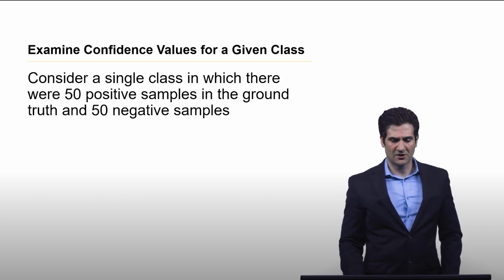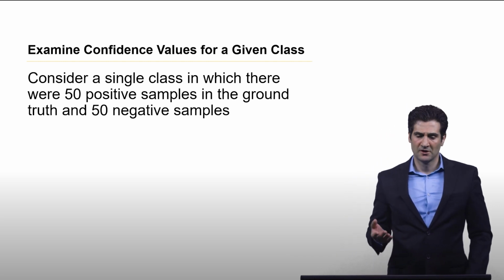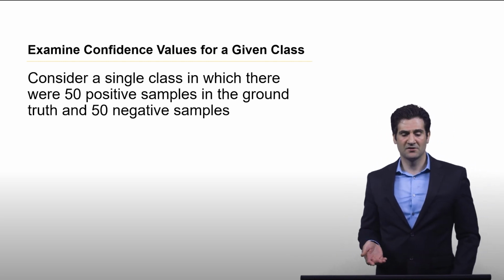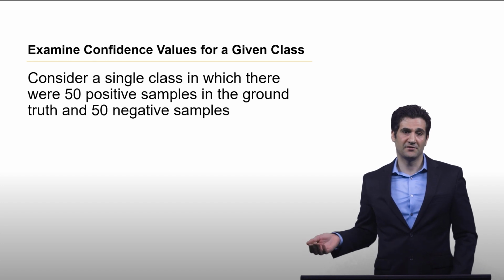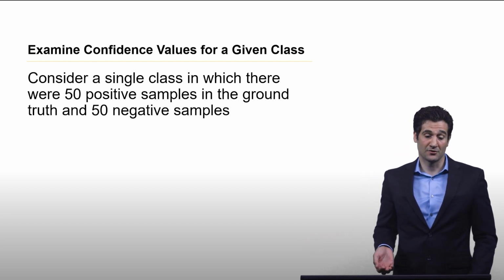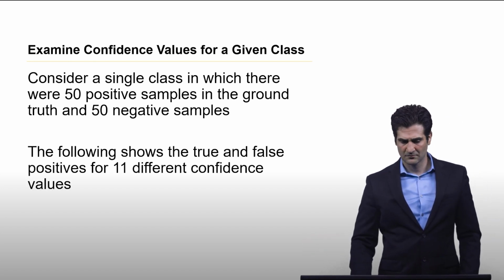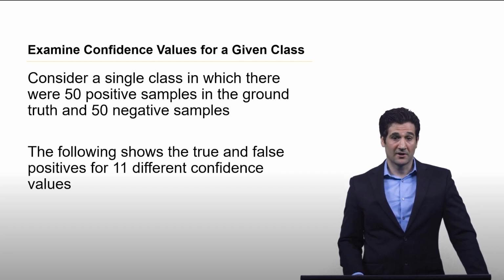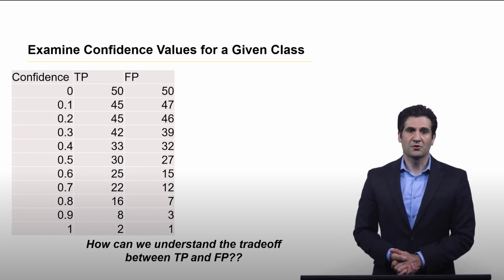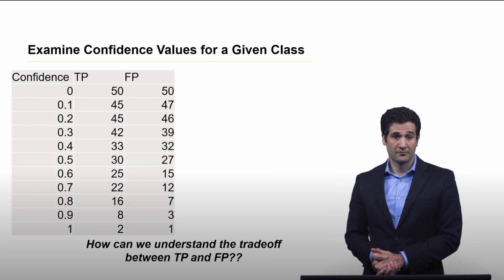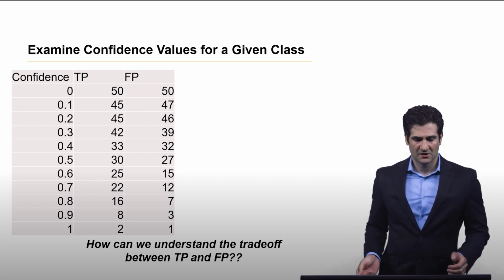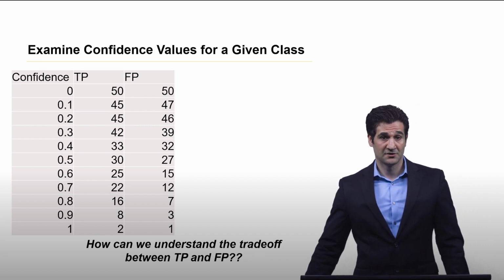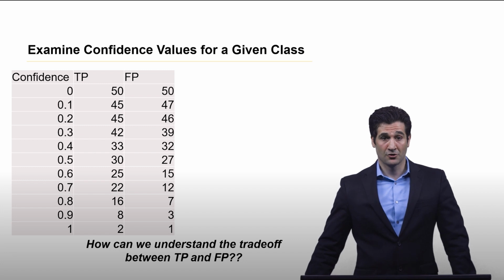So let's take a look at a sample problem. Let's say we have a single class with just 50 positive and 50 negative samples in the ground truth. And now let's examine 11 different confidence values in this notional experiment. Here we see in our notional example 11 different confidence values, and we see the associated true positives and false positives with each.